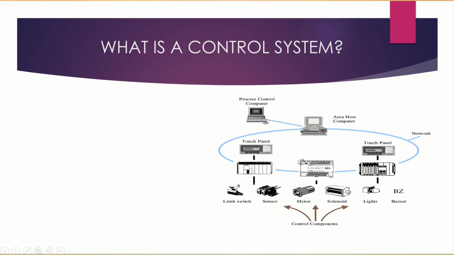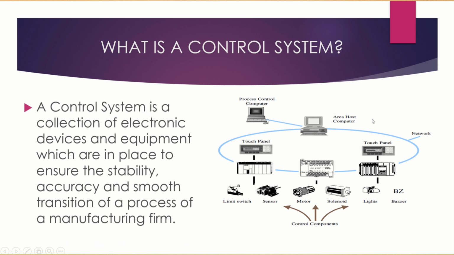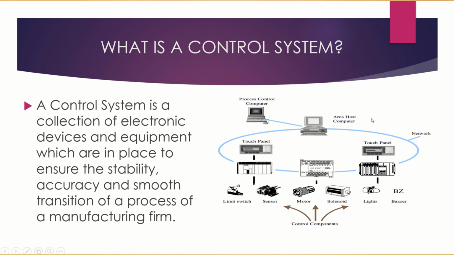Now, what is a control system? From the picture here, we can see that a control system is a collection of electronic devices and equipment which are in place to ensure the stability, accuracy, and smooth transition of a process of a manufacturing firm.